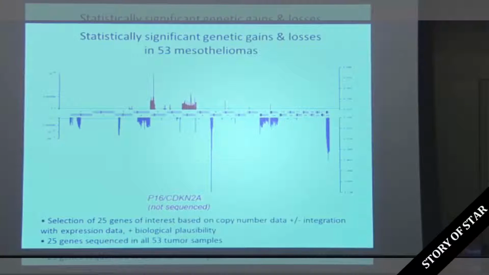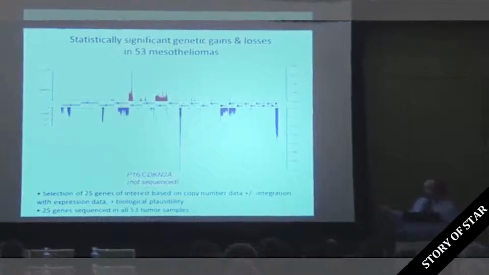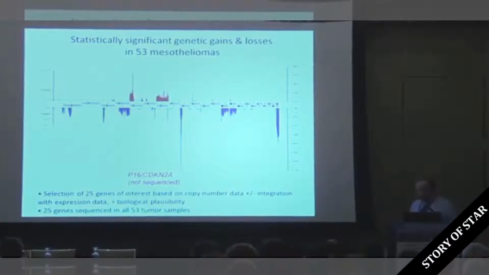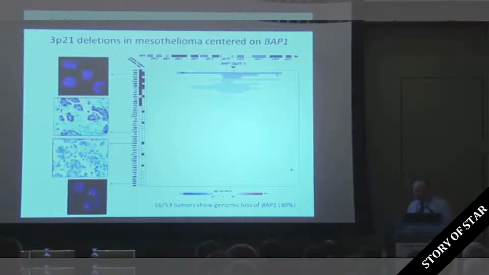So we did, since this was the most dramatic loss is the P16 gene, which was previously known. We didn't sequence this. This was already well known. But we did pick 25 other genes for sequencing based on their location in these regions and possibility that they're the kinds of genes that could be mutated, including the NF2 gene, which is on chromosome 22, as you can see, is frequently lost, or at least one copy is lost, and the other copy may be mutated.